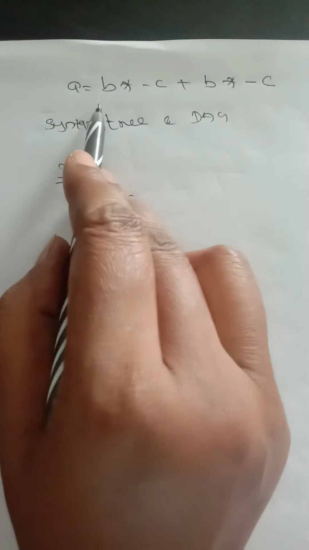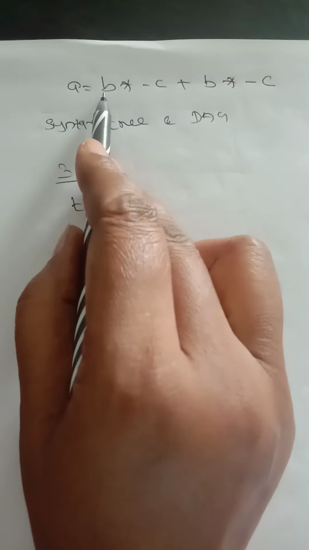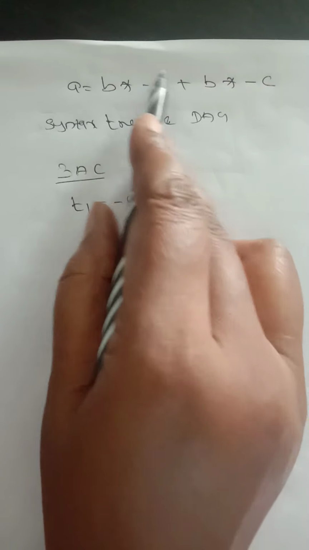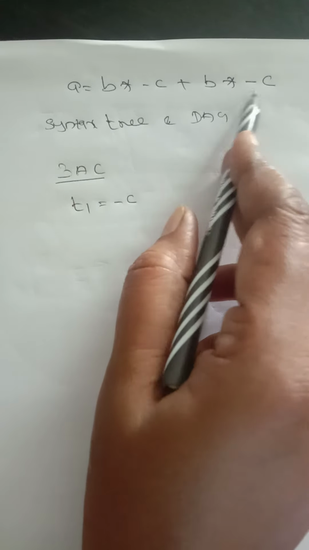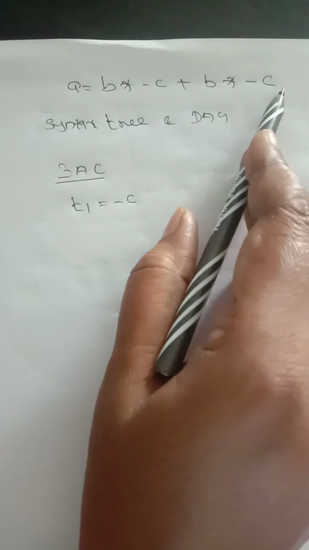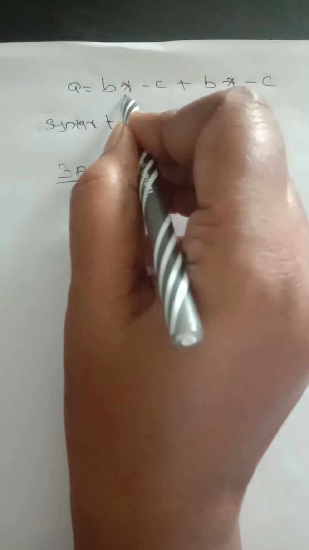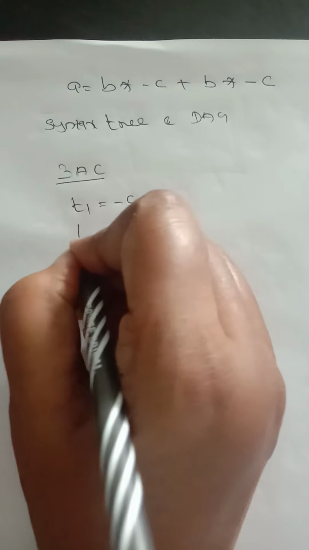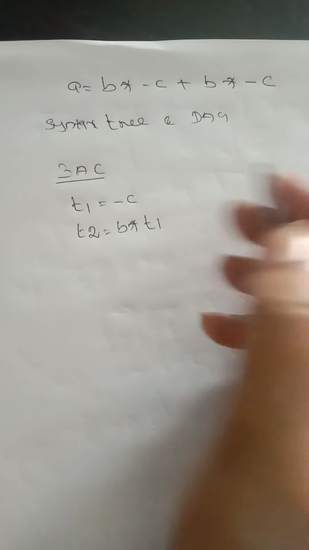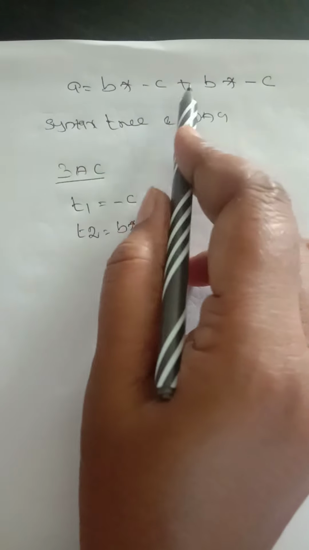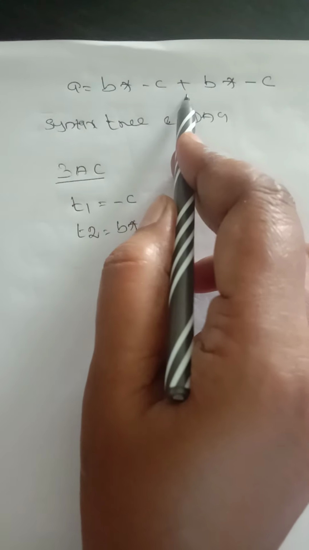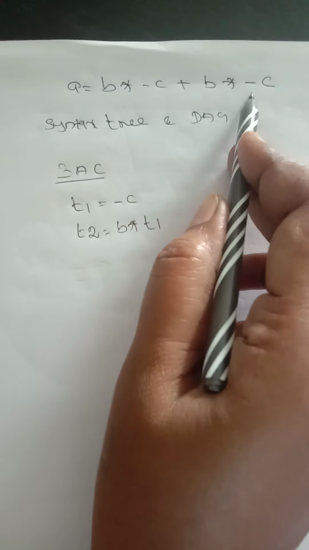Next, scan the input again from left to right. Here we have b into t1 plus b into minus c. The star has higher precedence, so first write the code for b into t1: t2 equal to b into t1. So this part is over. Again scan the input from left to right. Now we have t2 plus b into minus c.